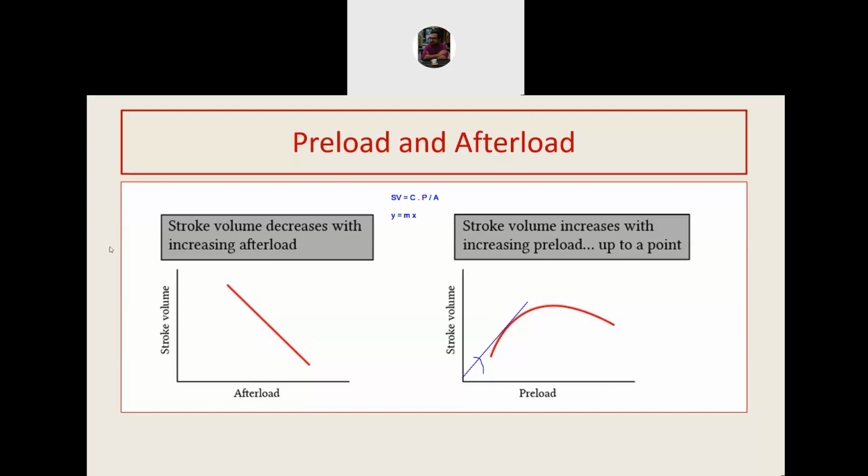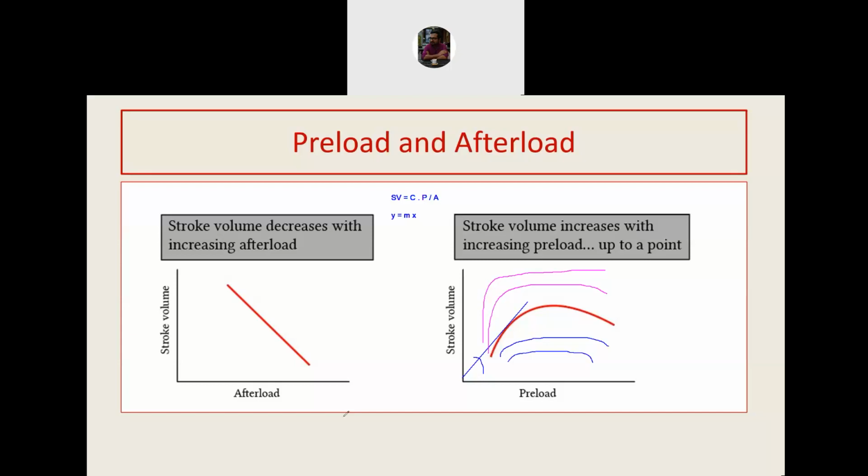Which means if I now try to increase the contractility of this heart, gradually the curves will start looking like this. And if I decrease the contractility of these curves, they will start looking like this. So a downward shift in the curve represents less contractility, and an upward shift of the curve represents greater contractility.